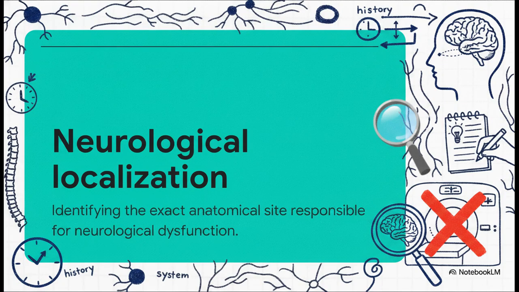What is neurological localization anyway? Well, it's the methodical process of determining the exact anatomical site responsible for a patient's dysfunction, and you're relying entirely on the patient's history and the physical exam. As our sources emphasize, clinical localization must always precede imaging. Basically, the imaging is just there to confirm what your brilliant detective work has already figured out.